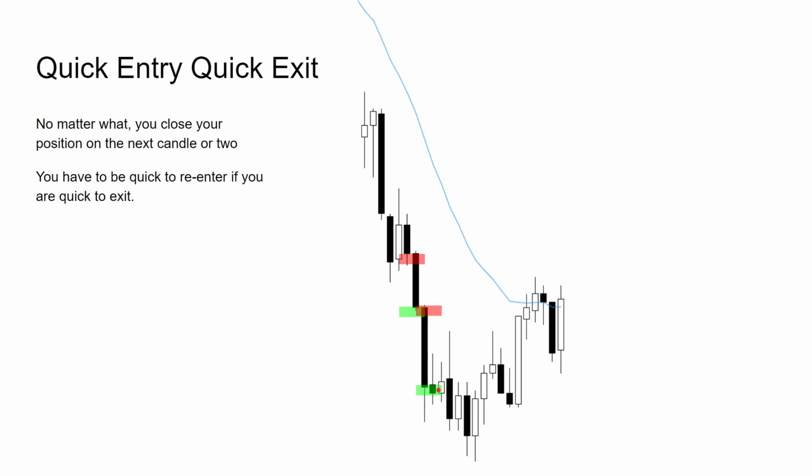The quick entry, quick exit. This is good if you don't like holding onto a trade and you just want to take quick scalps. I think this is a good approach. Just no matter what, you always close your position on the next candle or two. So had you entered here, you exit here, you re-enter again, and then exit here. And you keep doing that on good sell signals or buy signals depending on the context.